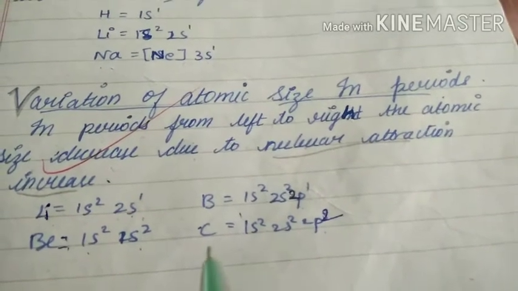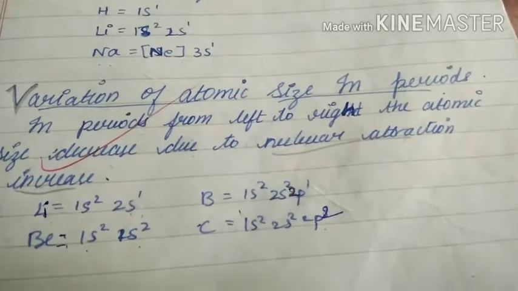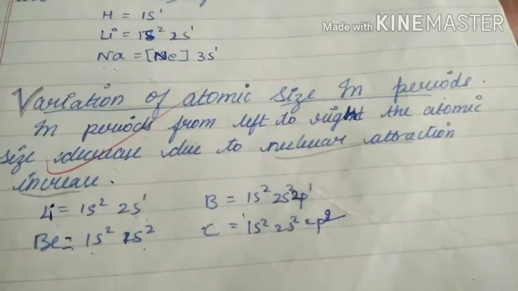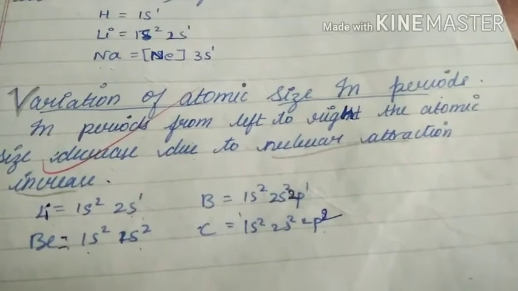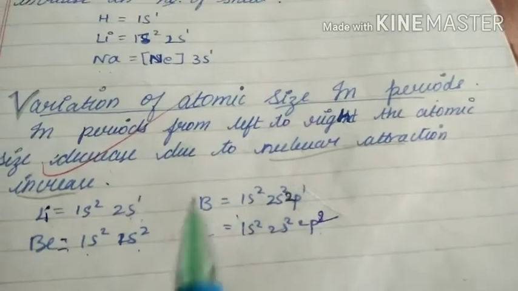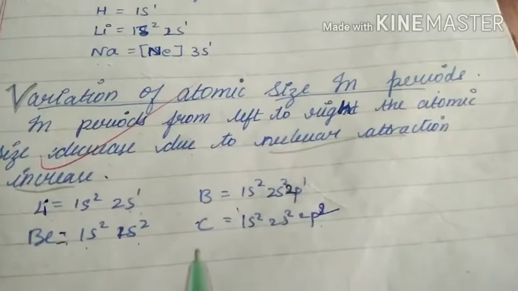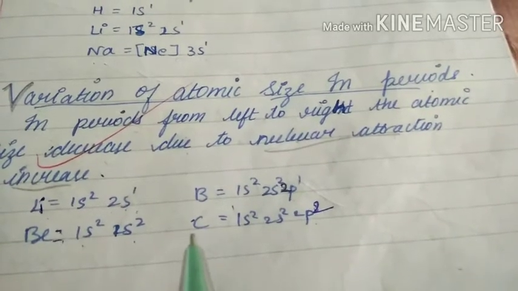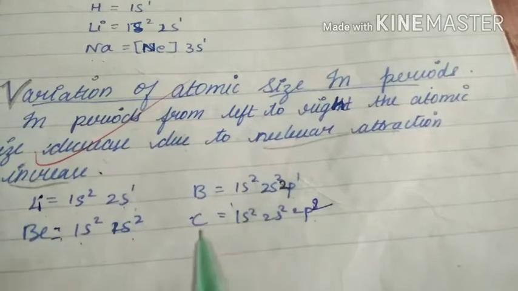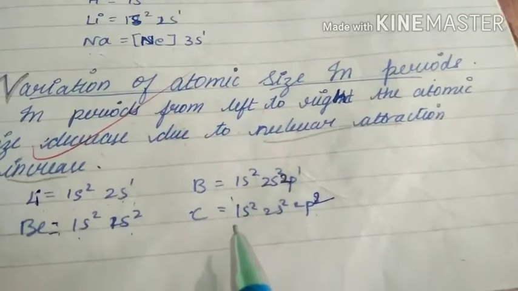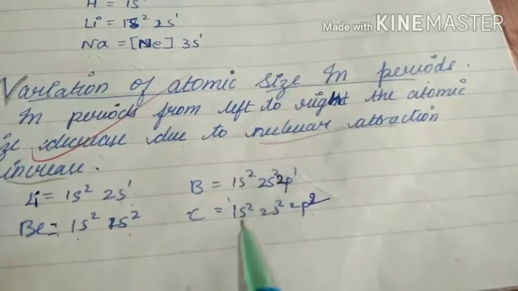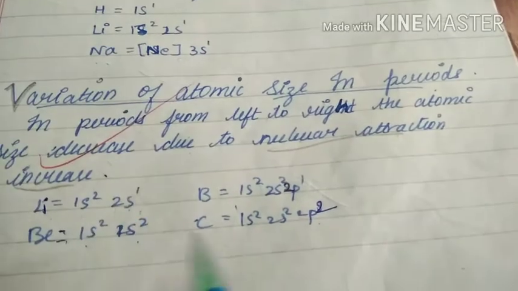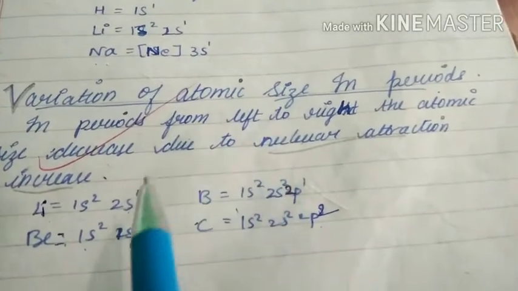If nuclear attraction increases, then automatically those electrons move readily towards the nucleus, and then size decreases. So in any period, not only in a particular period, atomic size gradually decreases from left to right. In any group, atomic radius gradually increases from top to bottom. So that is why atomic radius is considered as periodicity.